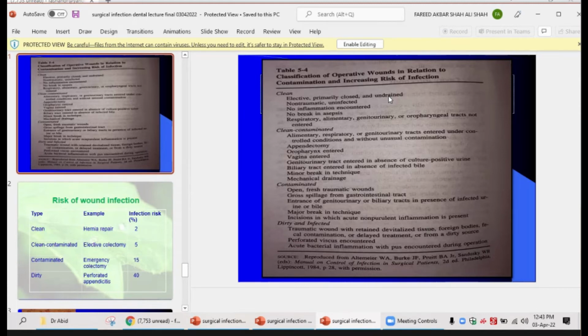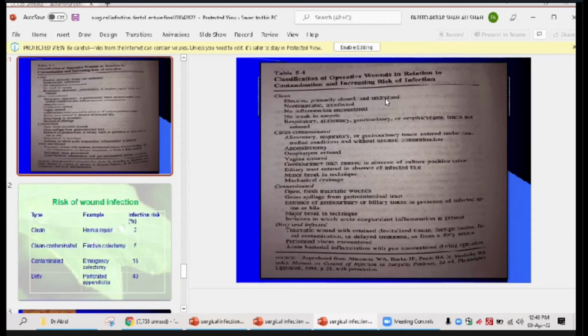But if we are breaching the mucosa, if we are entering into the mucosa, for example, a procedure called cholecystectomy, removal of the gallbladder. How do we remove the gallbladder? We remove the gallbladder by disconnecting it from the common bile duct with the cystic duct. The cystic duct joins the gallbladder to the common bile duct. So you have to divide the cystic duct to remove the gallbladder out of the body.